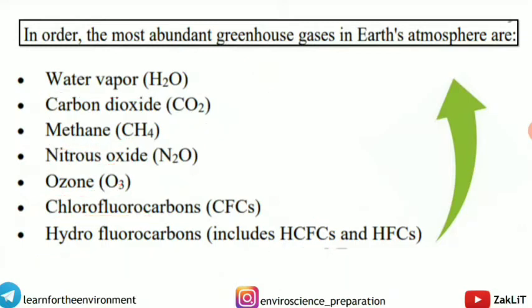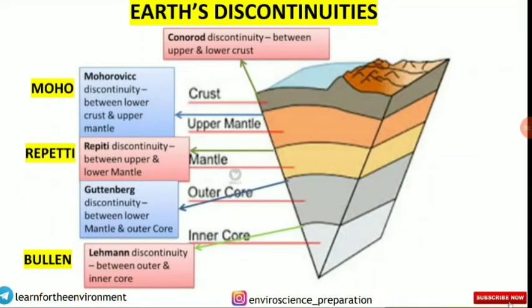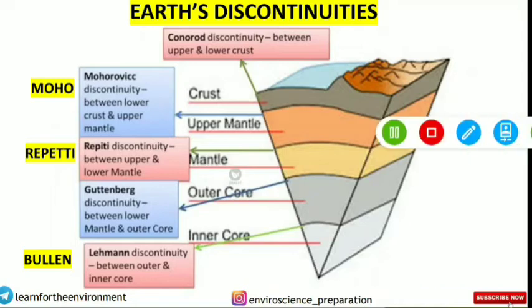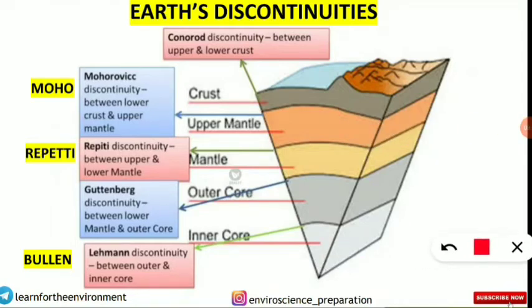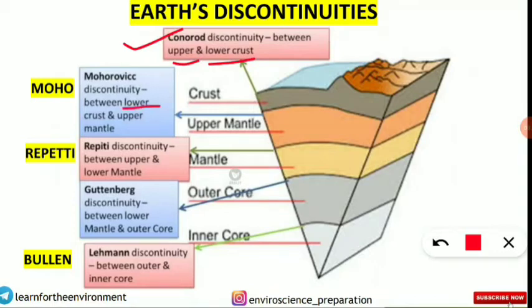Let's move to the next important concept. Next is the Earth's discontinuities. Inside the Earth there are crust, mantle and core, we all know. So here we should know the names of the discontinuities. The discontinuity or layer between the upper and lower crust of our Earth is called the Conrad discontinuity, and the discontinuity between the lower crust and upper mantle is called the Mohorovičić discontinuity or Moho discontinuity. Don't get confused, both are the same. Next, the discontinuity between the upper and lower mantle is called the Repetti discontinuity.